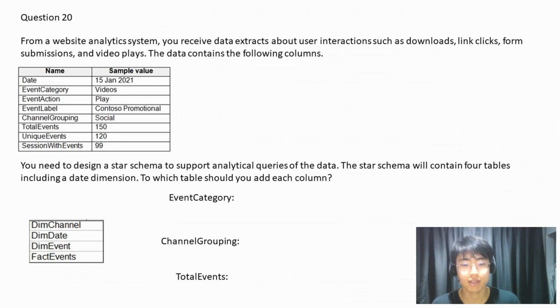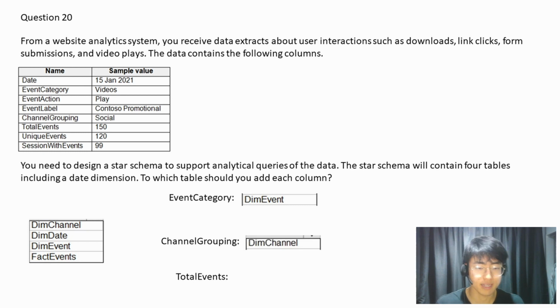So looking at the event category column, the sample value of that is videos. So it's a business entity rather than an observation. So it will be one of the dimension tables, and it makes sense to use the dim event table. And looking at the channel grouping, the sample value for that is social. Again, it's more of a business entity rather than an observation. So we'll put it into a dimension table as well, dim channel. And total events, sample value being 150, we can see that it's more of an observational value. So we put it in a fact table. The only option for that is fact events.